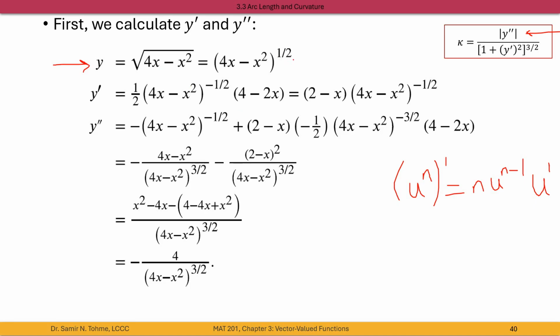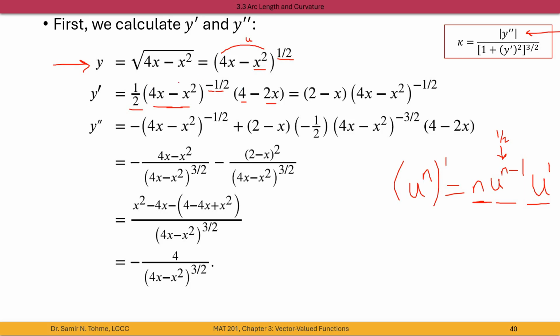So first of all, the power is half. So the formula says take the power, which is half, times u to the power of the power minus 1. So half minus 1 is minus half, times u prime. So we do the derivative of u. Derivative of 4x is 4, minus the derivative of x squared is 2x.